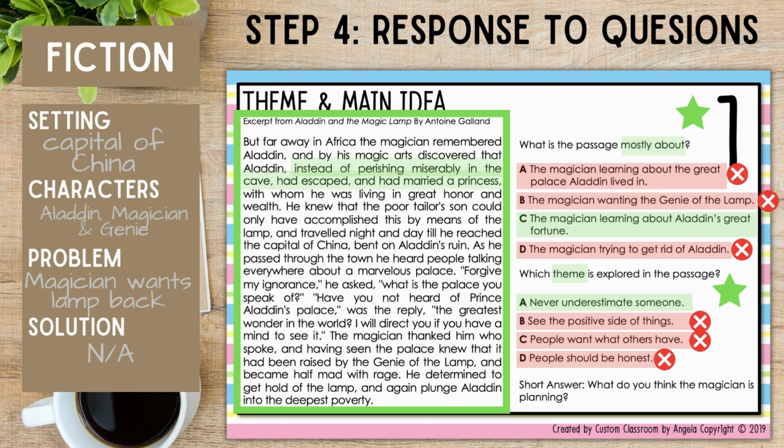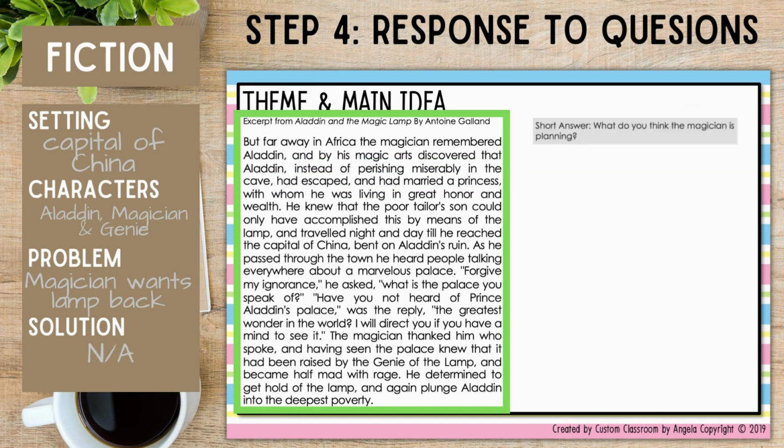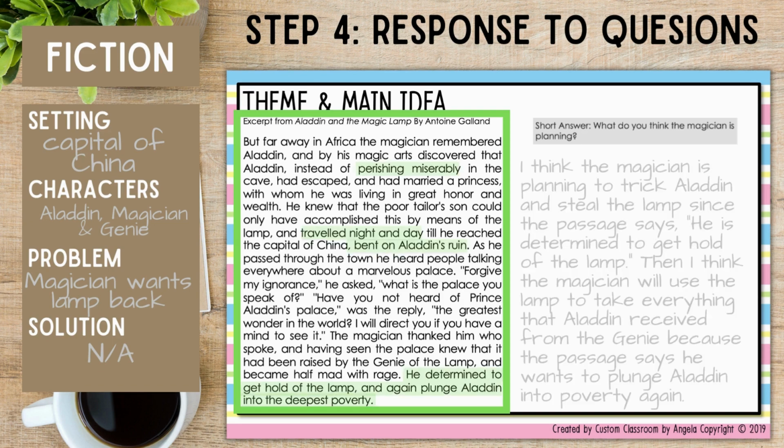So if we look back here, A is our best answer choice, to never underestimate anyone. They might always come back and surprise you. So now for our final question, which is a two-part question. And it says, what do you think the magician is planning? So here we need to make a prediction or an inference using clues from the passage.